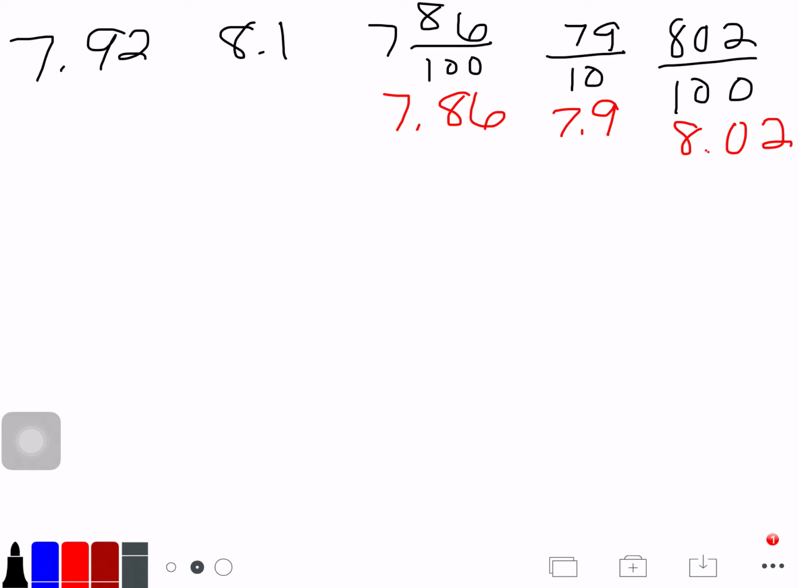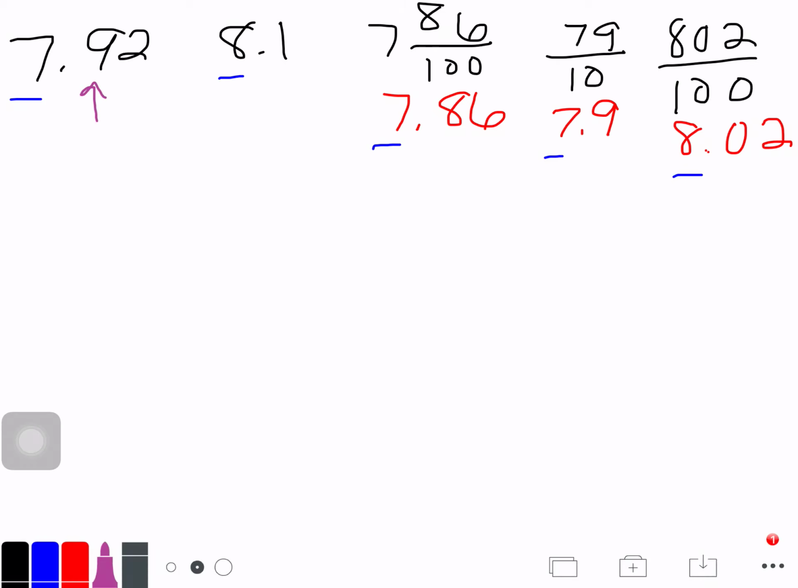I'm going to start in my ones place because that's my largest place value, and I'm going to compare the ones in my fractions. So I have a 7, an 8, a 7, a 7, and an 8. So we're going least to greatest, so we're going to start with the fractions that have a 7 in the ones place. Then we're going to move on and take a look at the tens place.